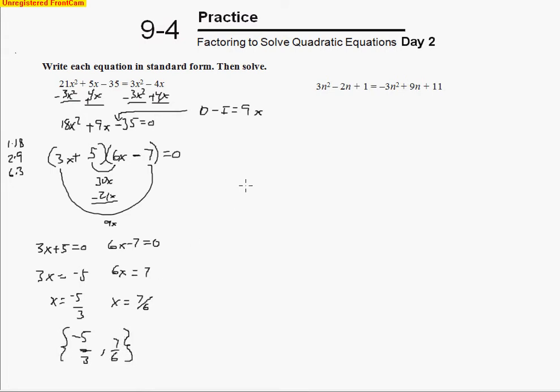So let's take a look at the next one. Here I have to add the 3n squared to both sides. I'm going to subtract a 9n, and I'm going to subtract an 11 from both sides. So just doing the opposite operations of what I have on the right-hand side, and I'm left with 6n squared minus 11n, and then minus 10 equals 0.